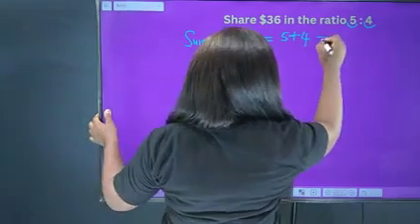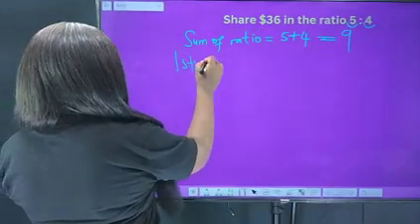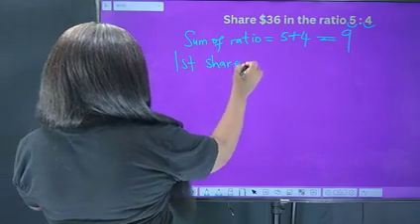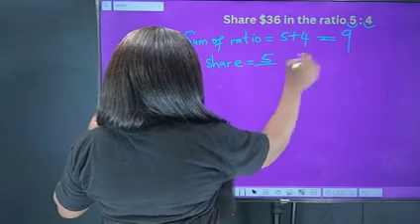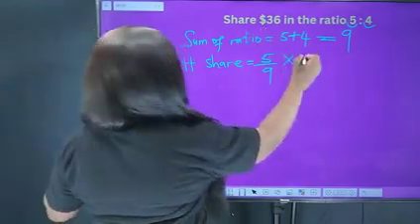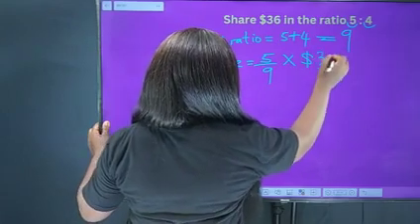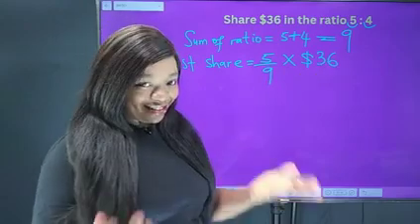5 plus 4 is equal to 9. Now, what will be the first share? The first share, using the first ratio, 5, divided by the sum of ratio, 9, times what is being shared is $36. Good.